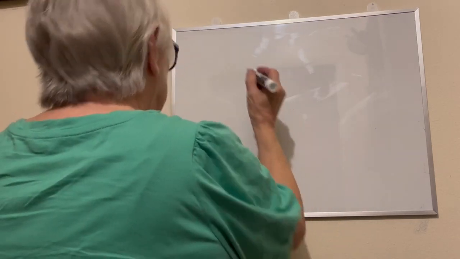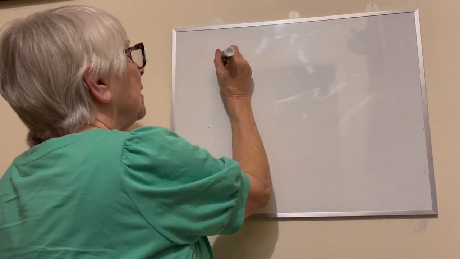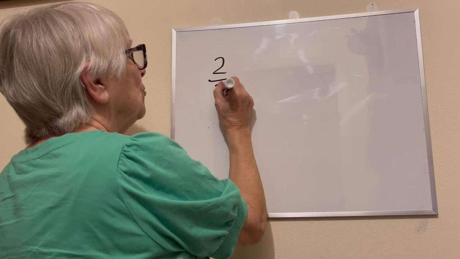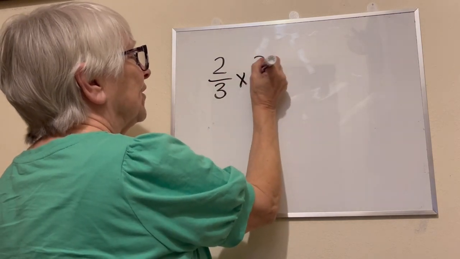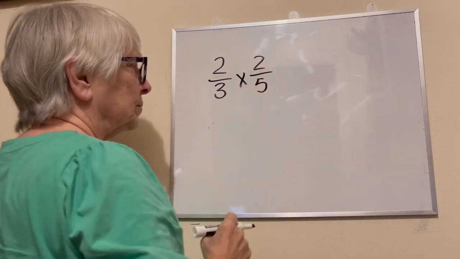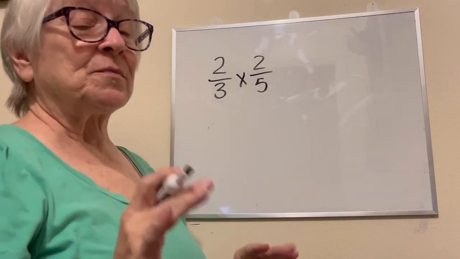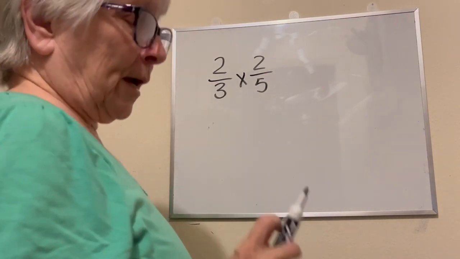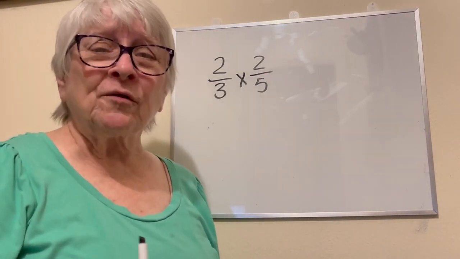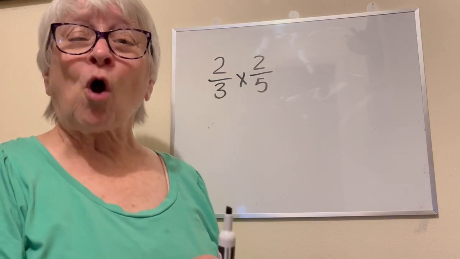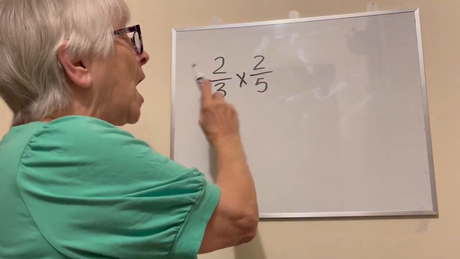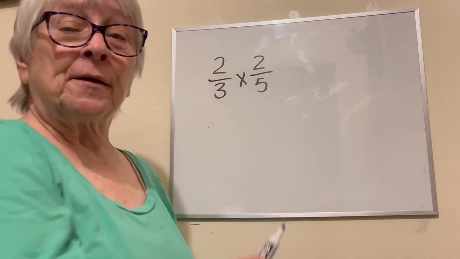We have, let's try 2/3 times 2/5. Okay? 2/3 times 2/5. Now, when you're multiplying fractions, you multiply across. Top times top over bottom times bottom.